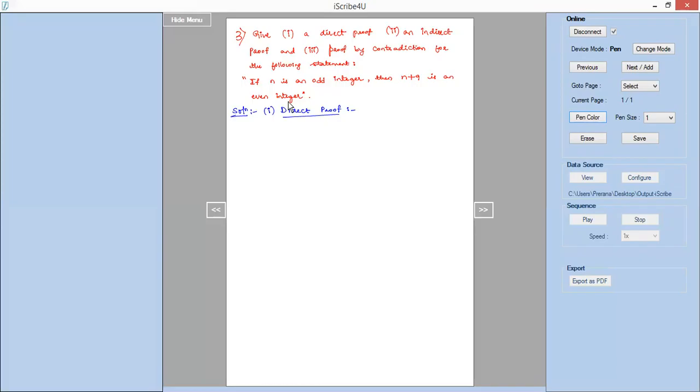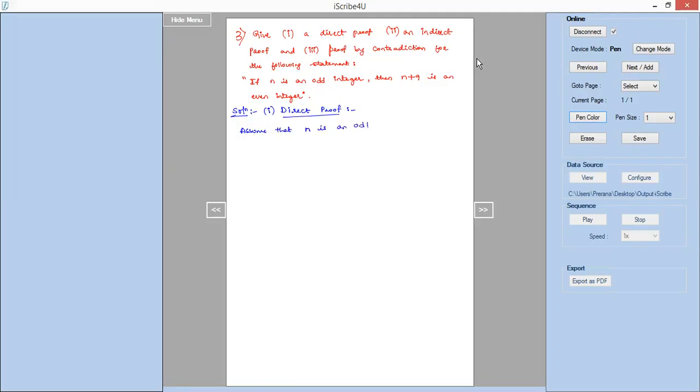In the direct proof also we have three steps: hypothesis, analysis, and the conclusion. In the hypothesis we assume p is true. In the analysis we try to arrive at q is true, such that the conclusion will be p conditional q is true. So that's the direct proof for us. Okay, so let us do the direct proof. Assume that n is an odd integer.